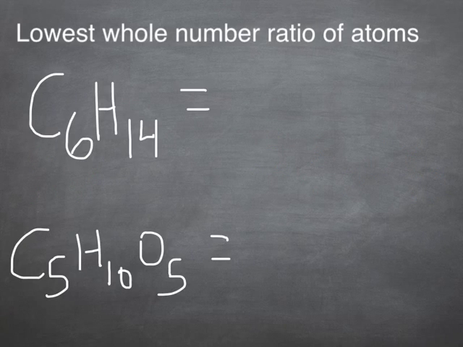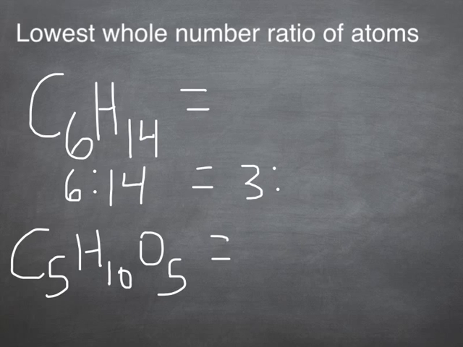So the lowest whole number ratio of atoms is what we're looking at here. In this particular example, C6H14, to find the empirical formula we have to look at the ratio. Right now, there's 6 to 14. Both of those numbers can be divided by 2. If I divide both of those by 2, I will get 3 and 7. That's the simplest whole number ratio of atoms in this case. So my empirical formula would be C3H7.